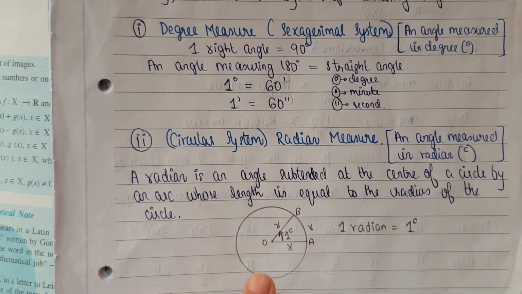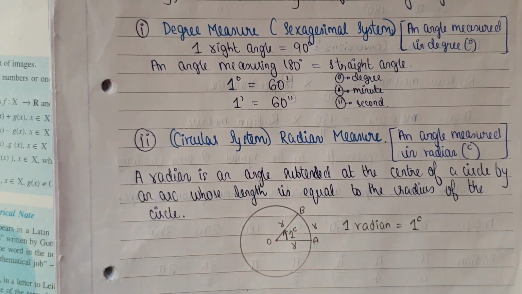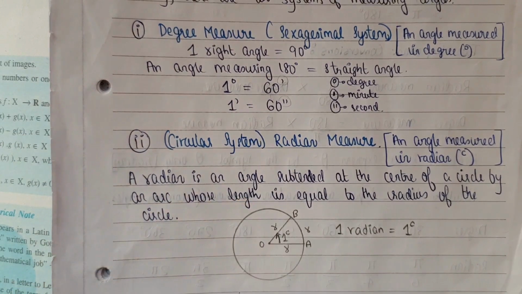Circle is given to you. It has radius, it has arc also. The definition says a radian is an angle subtended at the center of a circle by an arc whose length is equal to the radius of the circle.